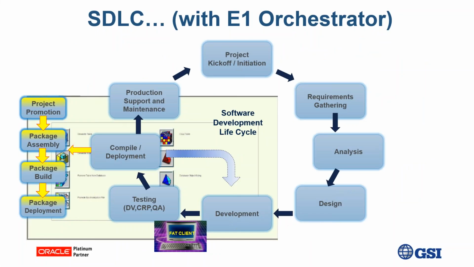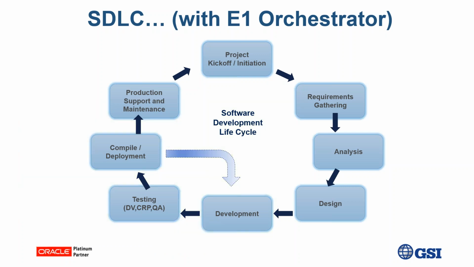Okay, SDLC with E1 Orchestrator, with all this project promotion from the previous slide. I've shown you the full JD Edwards EnterpriseOne development lifecycle and the change control that goes with it. Now let's shake this thing up a little bit in a positive and efficient way, and to simplify. Once you do an E1 orchestrator, or once you build your own orchestration, the fat client and the change control process goes away.